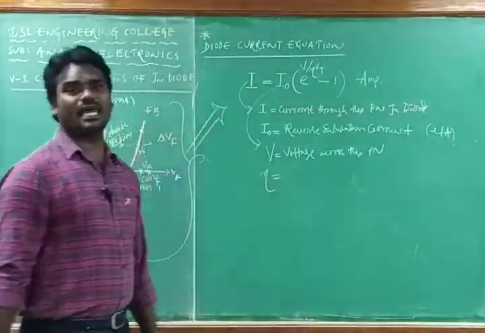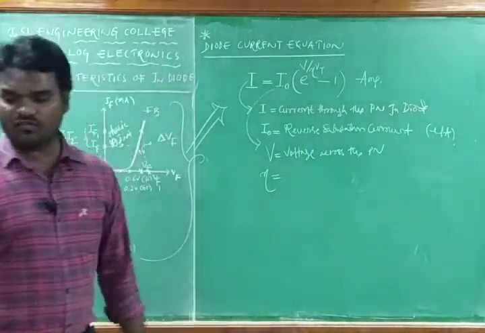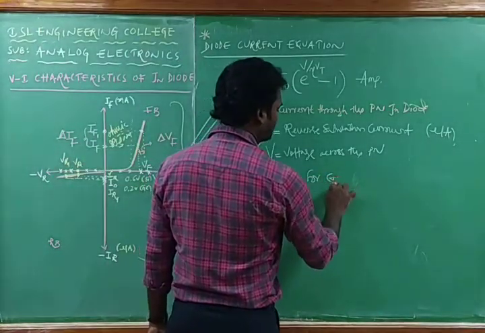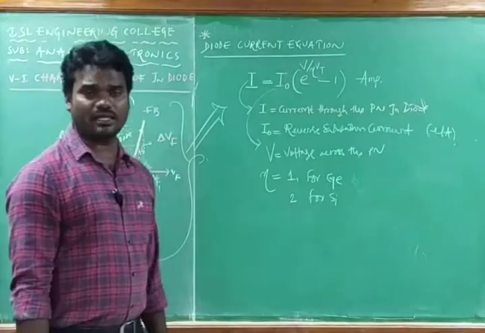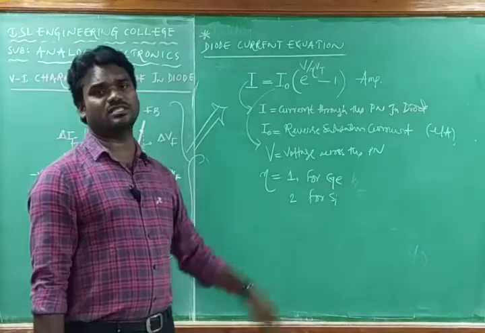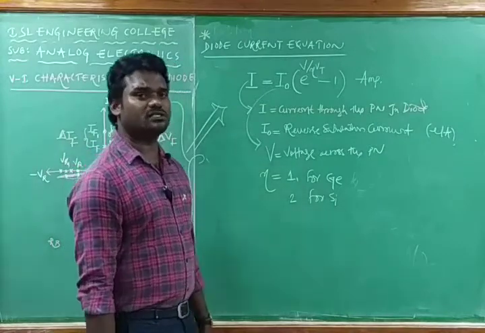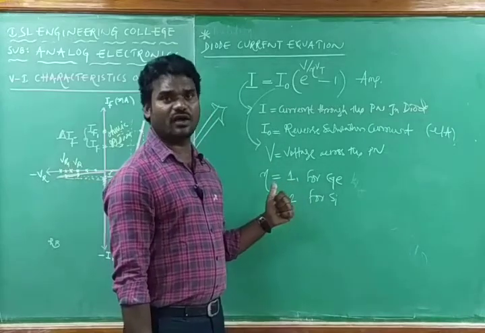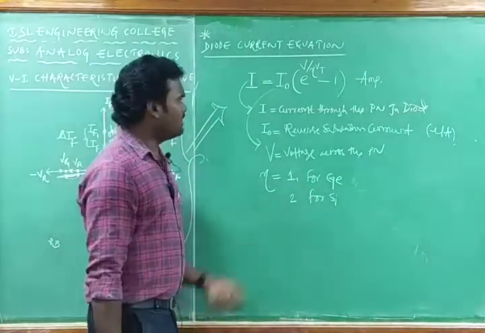Eta is the emission coefficient, or ideality factor. This is 1 for a germanium PN junction diode and 2 for a silicon PN junction diode. In the exam or in the given problem, the diode will be specified as a silicon PN junction diode or a germanium PN junction diode. For germanium, eta has to be assumed as 1, and for silicon it is 2.